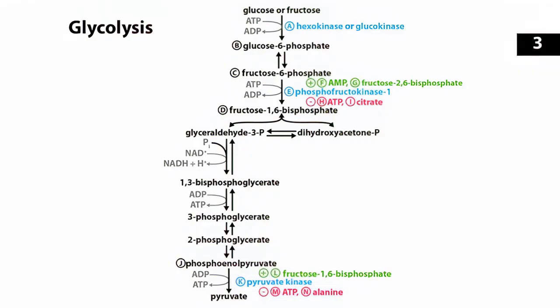So again, the key enzymes that you need to know are A, E, and K. Letter A was hexokinase and glucokinase. Letter E was PFK1, or phosphofructokinase 1, and letter K was pyruvate kinase. So those are the three main glycolytic enzymes important for you to know for your test. We're going to look at the gluconeogenesis side of this diagram in another video.